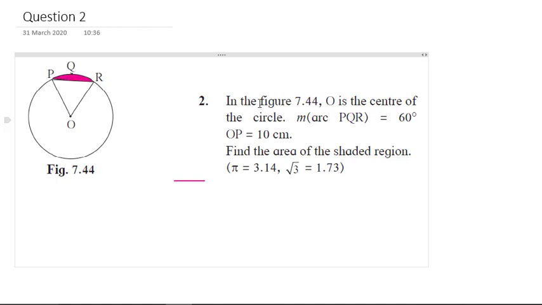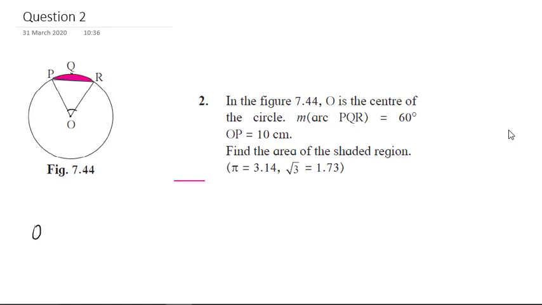Now let us move to the second question. In the figure 7.44, O is the center of the circle and measure of arc PQR. So the measure of this arc is nothing but this central angle. So this central angle theta is given. Now here I will not write given and to find, but you have to write all those things. Theta is 60 degree, it is given. OP is your radius, given 10. The value of pi is given and the value of root 3 is given. Find the area of shaded region.